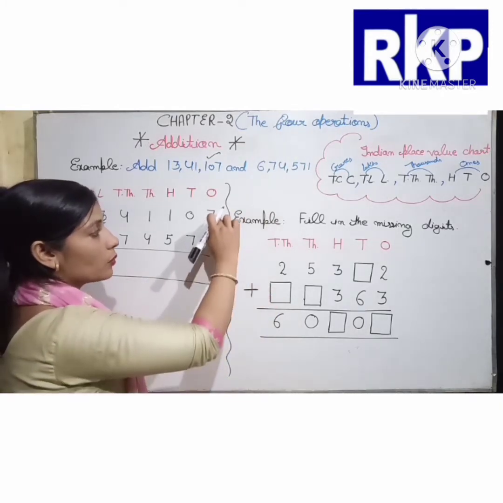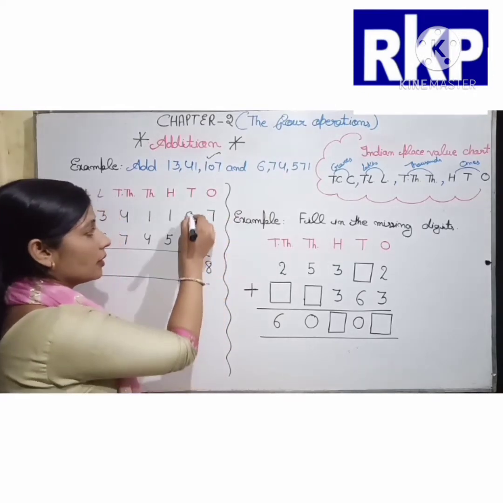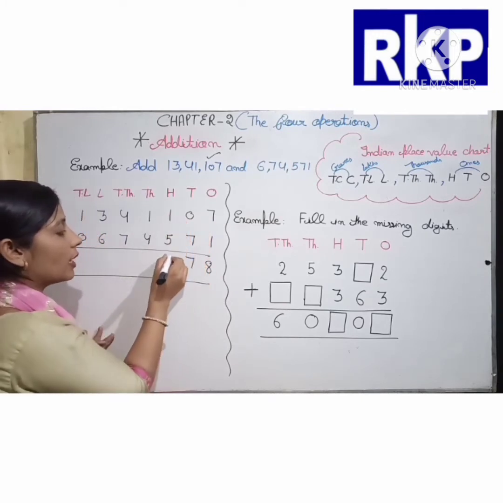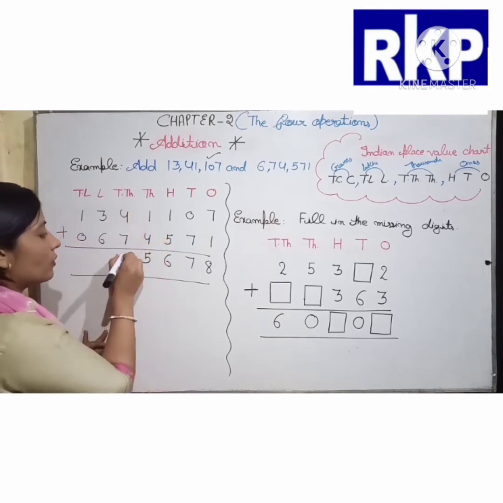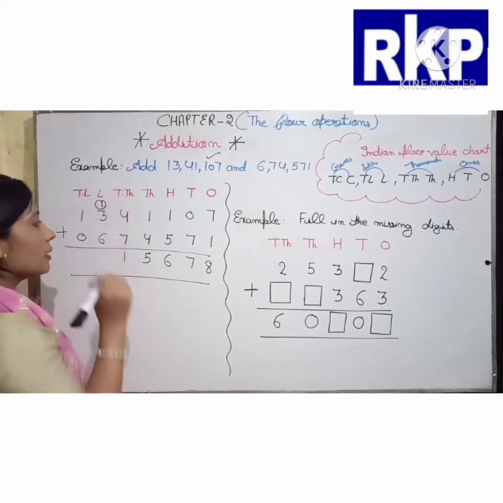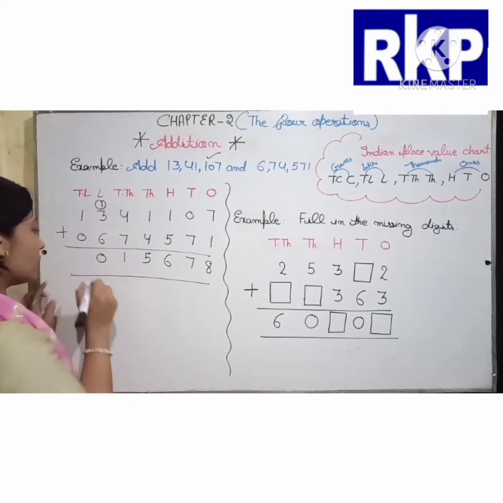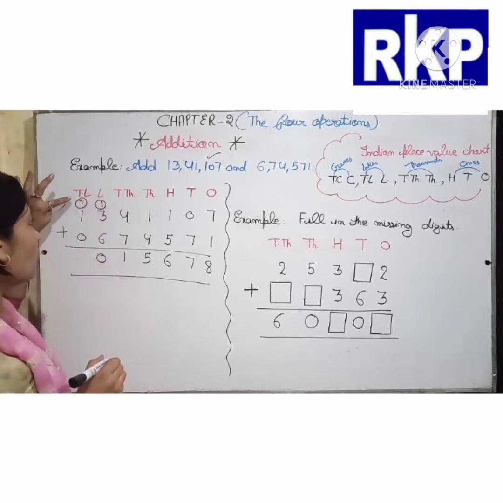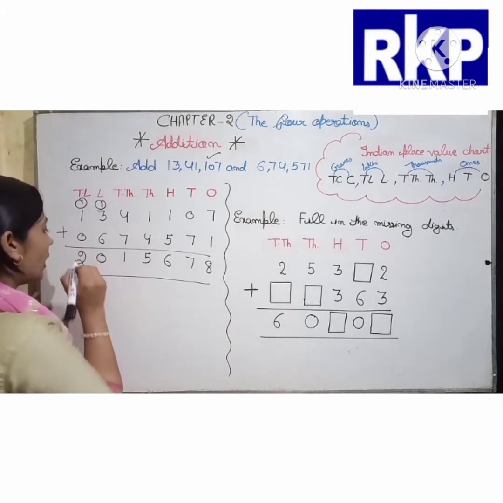So first of all, we have to add 7 and 1. 7 and 1 will be 8. Here we have 0. 0 and 7 will be 7. 1 and 5 will be 6. 1 and 4 will be 5. 4 and 7 will be 11. So here we have to write 1 and 1 will be carry. 1 and 3, 4. 4 and 6, 10. So here we have to write 0 and 1 will be carry. Now 1 and 1, 2 and 0. So here we have 2.